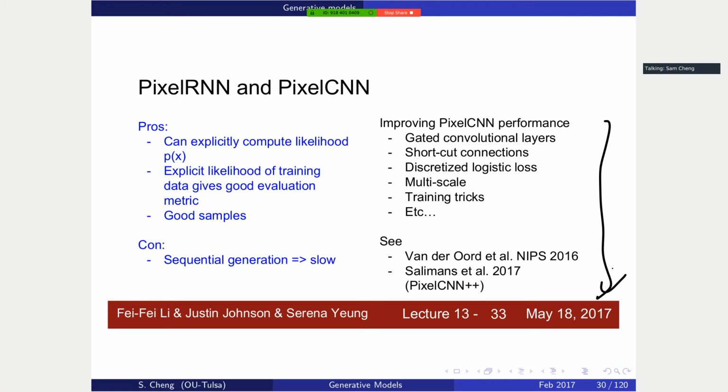Some of the disadvantages: because you're generating pixel by pixel, it can be pretty slow, especially in high dimensional data.